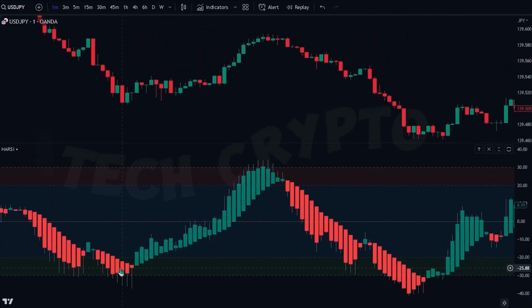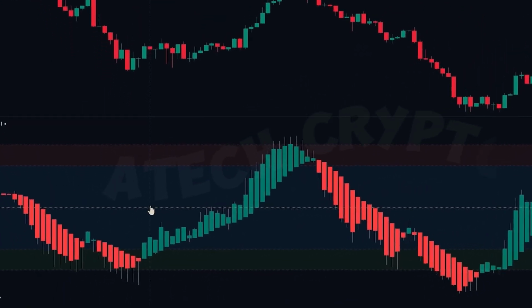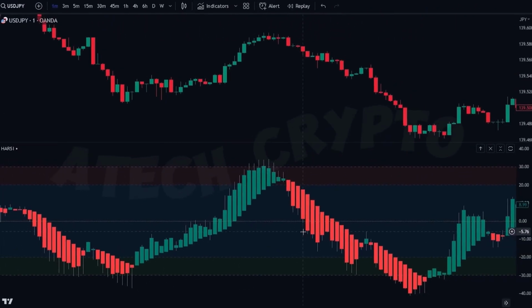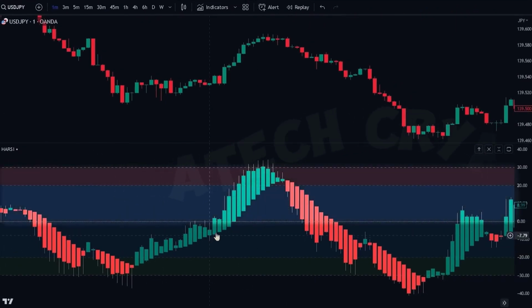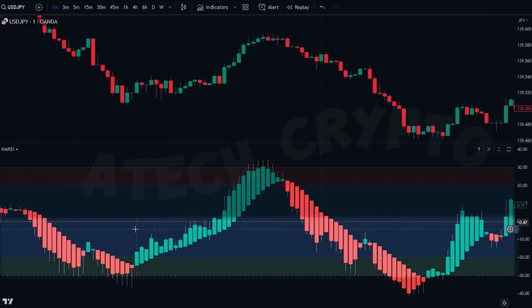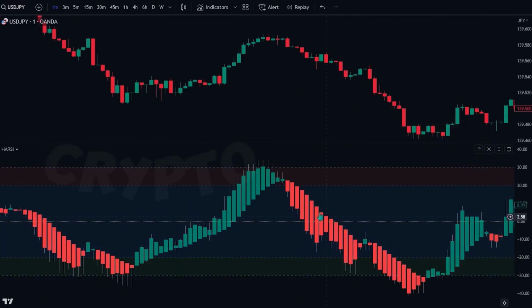The final component is the center line. The center line is set at a value of 0. This line represents the equilibrium or middle point between bullish and bearish momentum. When the oscillator crosses above the center line, it indicates that bullish momentum is gaining strength and may suggest a potential uptrend. And whenever the oscillator crosses below the center line, it suggests that bearish momentum is increasing, indicating a potential downtrend.